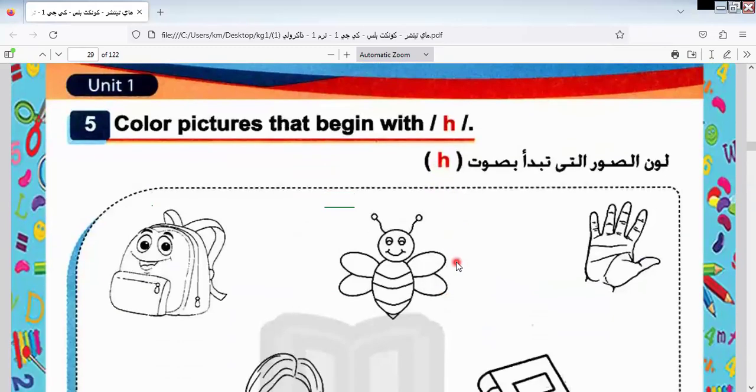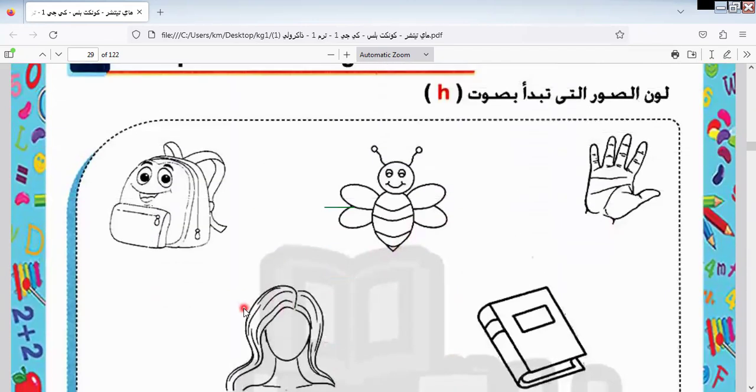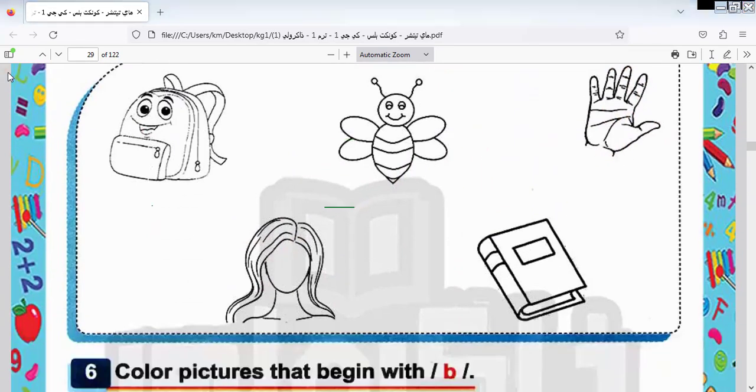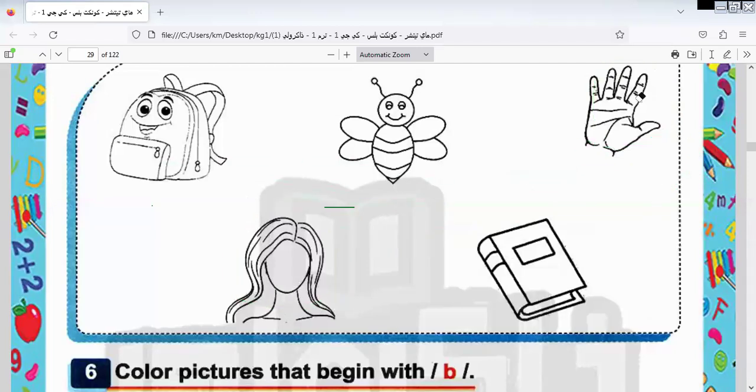Here is the letter H. Which one here is the letter H? Hand. Excellent. Which one is letter H here? Hair. So I select this one and this one with letter H. This one and this one. Which one is called letter H? Here is related to letter H. Here is hair, and here is hand. Okay. Started with what? With letter H. Okay. Here is hand and here is hair. Okay. Let's go to another question.